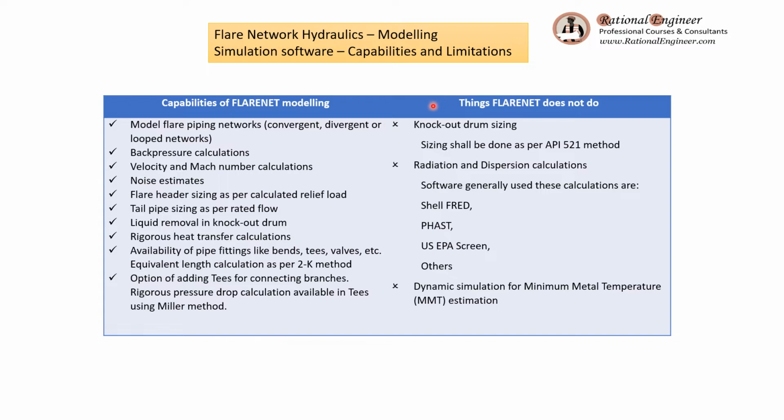Things which Flarenet does not do is knockout drum sizing, radiation and dispersion calculations, which are typically done with other software such as Shell FRED or FLARESIM, which are the commonly used softwares. It does not perform dynamic simulations, for example, to estimate the minimum metal temperature. There are other softwares which are used for that purpose.